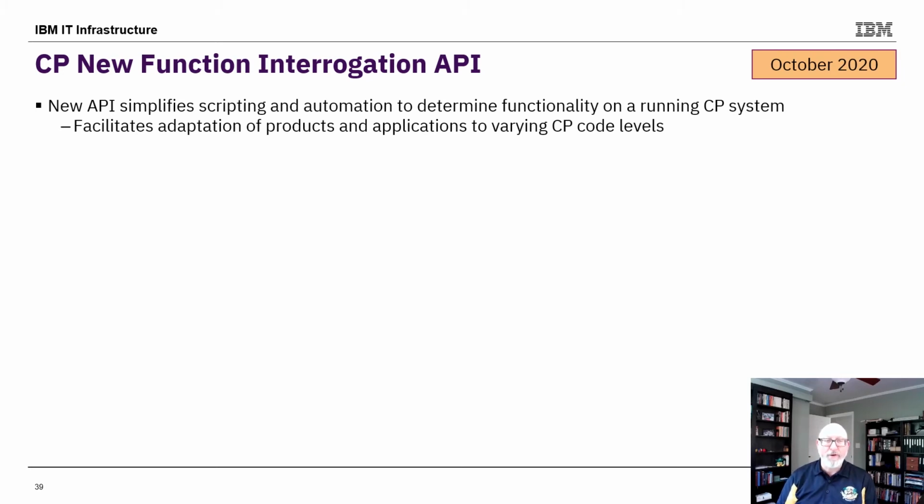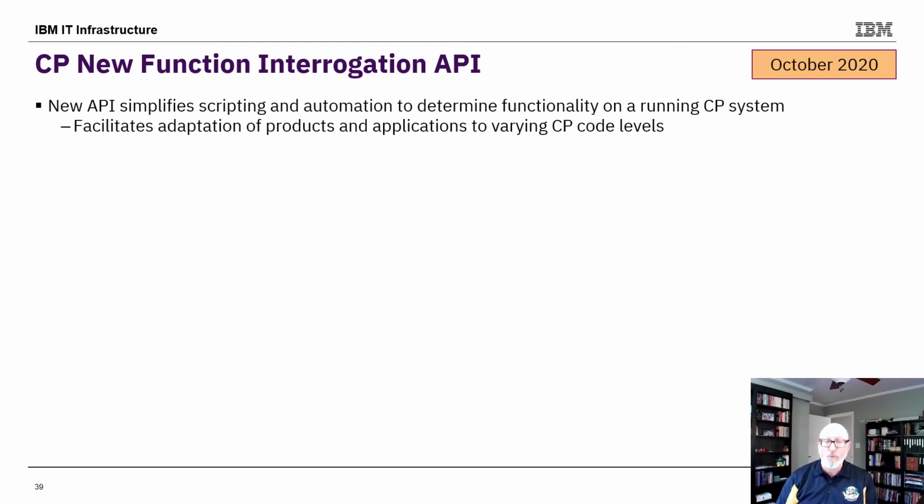another item here, and I've kind of referenced this several times already, is this new function interrogation API, which shipped in October of last year, so in 2020, right? And many of you came and said, Bill, what's going on? You keep shipping all this new function. How are we supposed to figure out what's on our system, right? Well, that was a good question. And so what we did with a great sponsor user engagement was introduce this new function interrogation API, right?